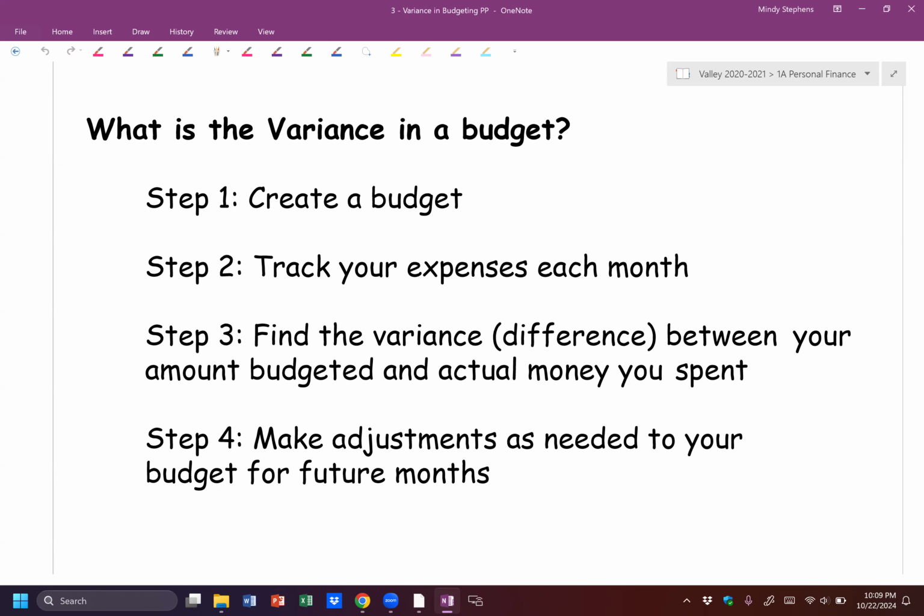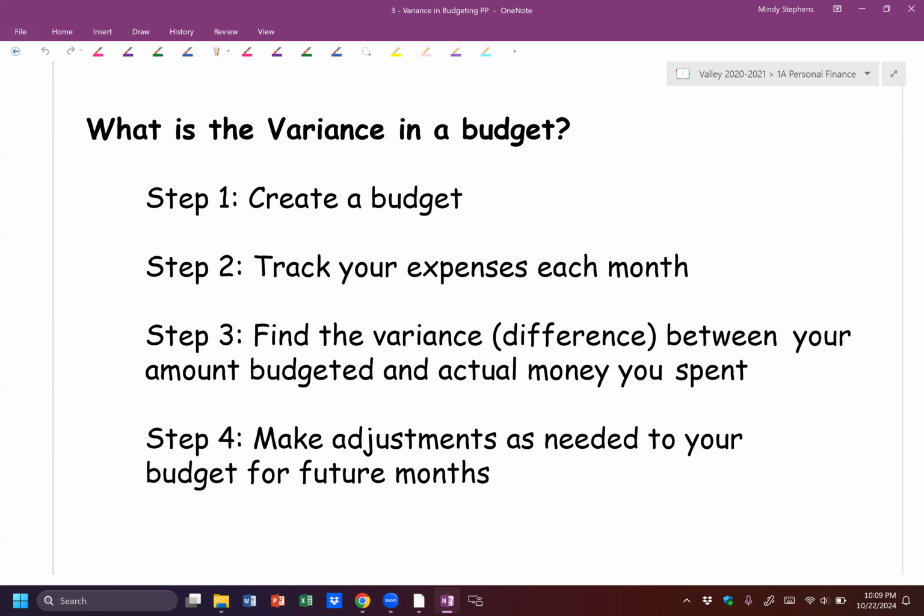The next thing you're going to do after you track your expenses is find what's called the variance. The variance is the difference between what you budgeted and the money you actually spent. How much did you budget? What did you actually spend? Was your budget correct? Did you spend more? Did you spend less? The variance is how much more or less you spent versus what you planned, your budget versus the actual.